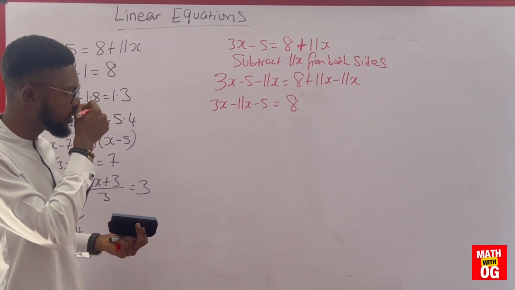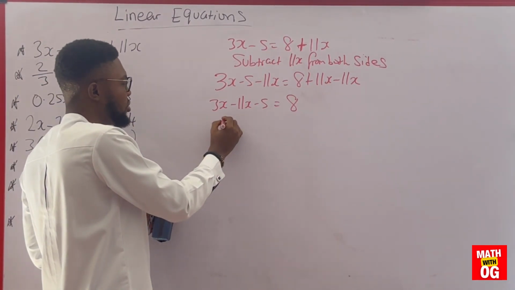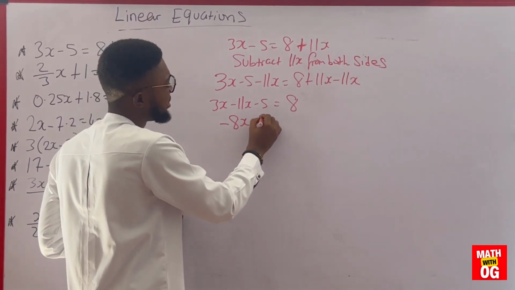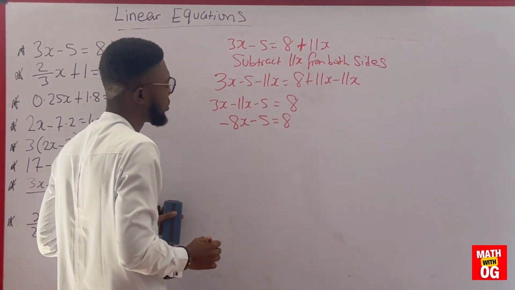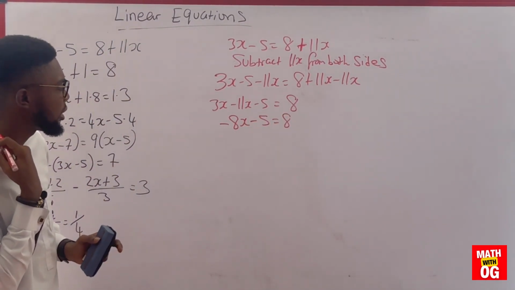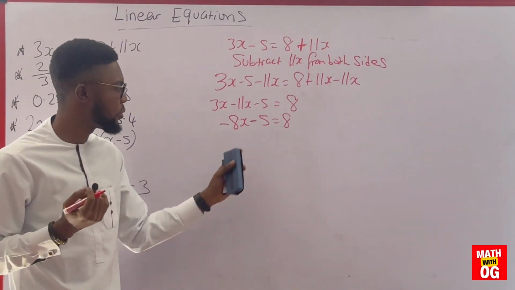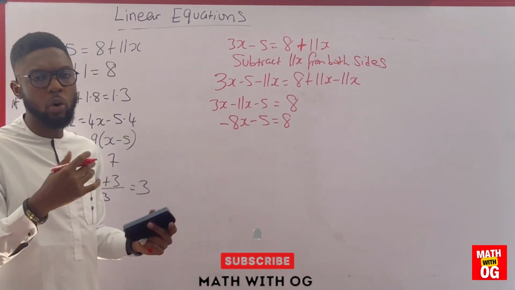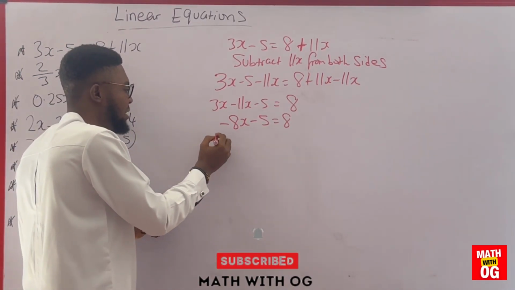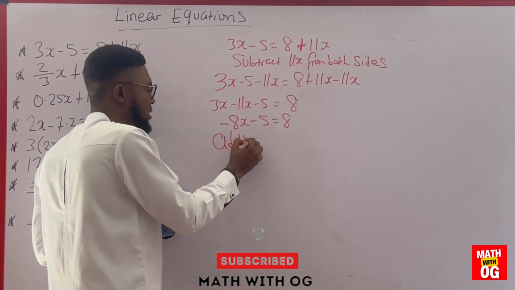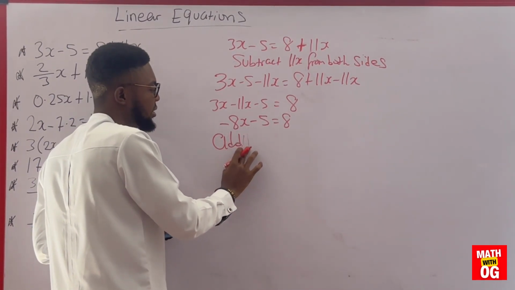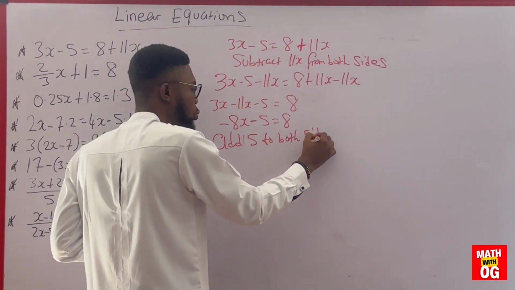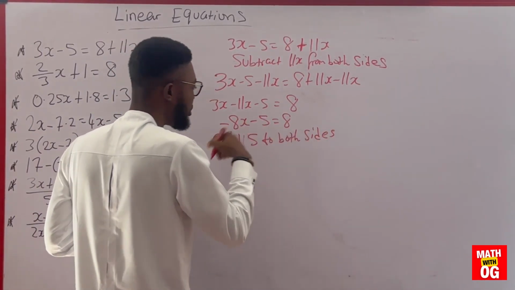Now what is 3x minus 11x? This will give us a negative 8x. Negative 8x, negative 5 is equal to 8. Now, collecting like terms too, you say remove minus 5 from here, it will come here as a positive 5. So what exactly are we doing there? We are simply adding 5 to both sides. Add 5 to both sides, because I don't want constant to be on the left hand side.